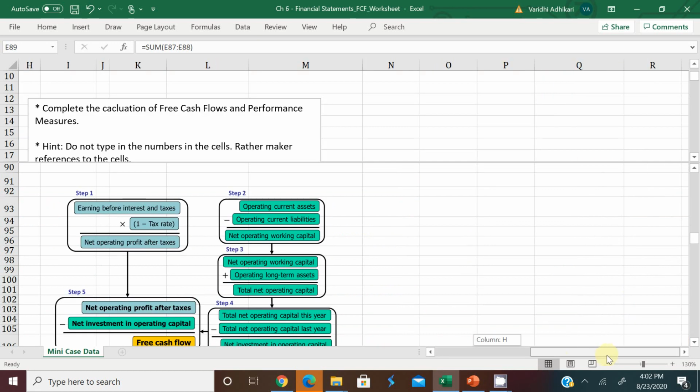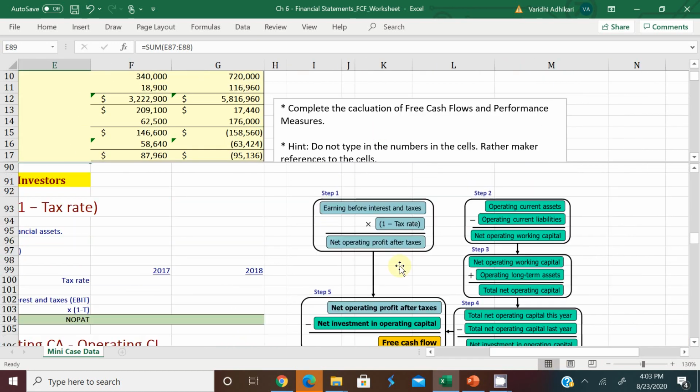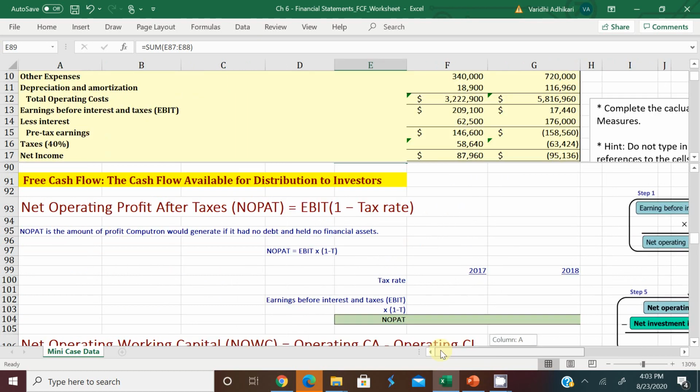Remember, we're going to adopt this schema, so to speak. Free cash flow is basically net operating profit after tax minus net investment in operating capital. And operating capital can be of two types: operating working capital and operating fixed assets. So those will be the steps we're going to follow.